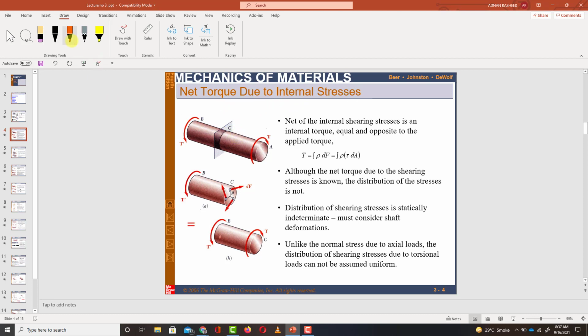So this is the same shaft. If you take this shaft as the previous one, this is shaft AB, and it is subjected to two opposite torques that are acting at point A and point B. Now due to these two torques, a twisting effect will be created in this shaft. So this phenomenon is known as torsion, or this shaft is under pure torsion.